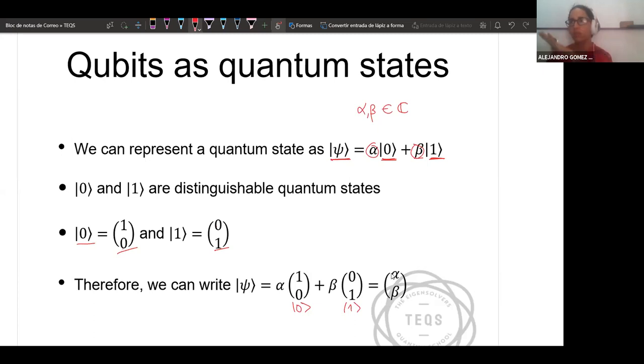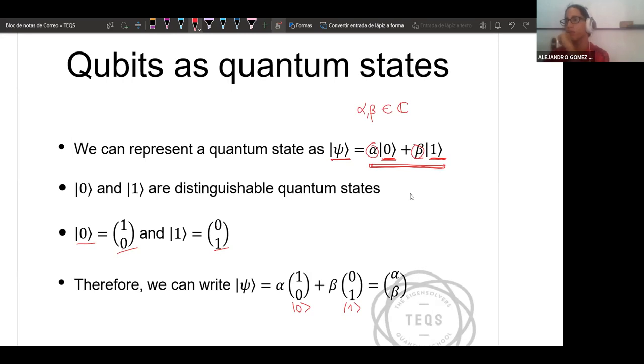A qubit is a quantum state, and a quantum state is represented as this ket, which is a linear combination of two distinguishable states. It's important to notice that a quantum state can be a linear combination of two distinguishable states, because that's called superposition. You're going to see that in the next lectures, but it's an important concept.